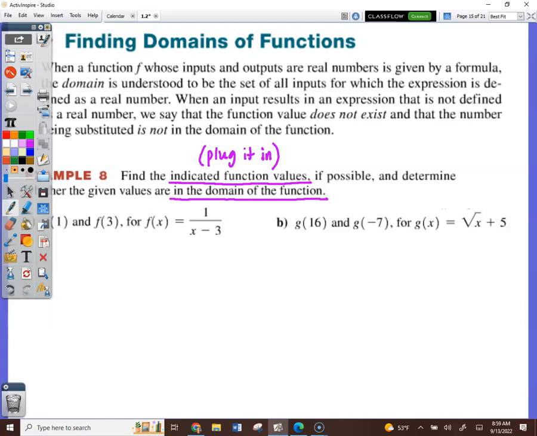So let's look at this one. It says to find f of 1. Okay, so 1 over, I'm plugging a 1 in right there. So 1 minus 3, which is -2. Did I get an answer? Yes. So 1 is in the domain, because I came to an answer.